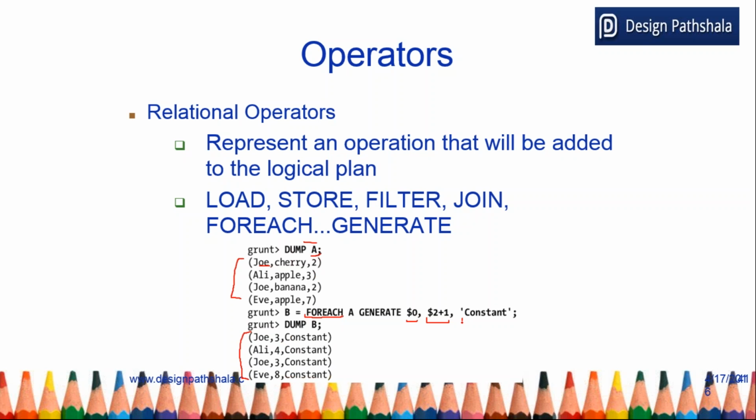And for the third column, I'm just generating some constant. So that will be generated for all your columns. So if I dump B, it will look something like this. So foreach is nothing but for each line in your data set.